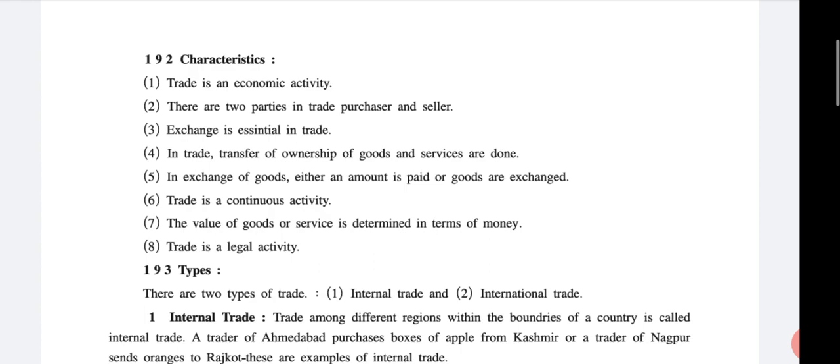There are two parties. Exchange is essential. Transfer of ownership of goods and service. Exchange of goods either for money or goods. It is a continuous activity, a legal activity, and the value of goods and services is determined in terms of money. Two types of trade: internal trade and international trade.